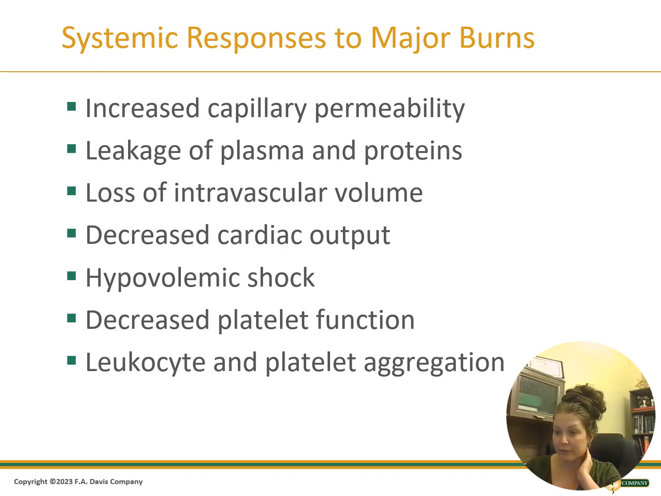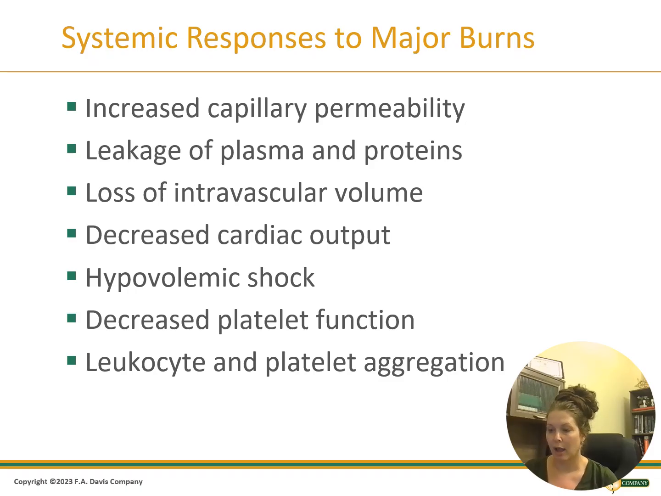The loss of intravascular volume, so our circulating blood volume can fall dramatically, and this will lead to hemoconcentration, so thickened blood, okay? So whenever we have that volume going out, our blood is going to become thicker. Decreased cardiac output, so our low circulating volume is going to mean less preload, reducing the stroke volume and cardiac output.